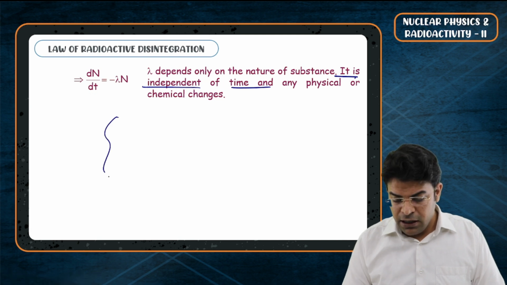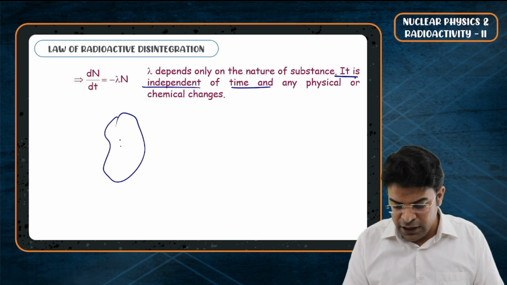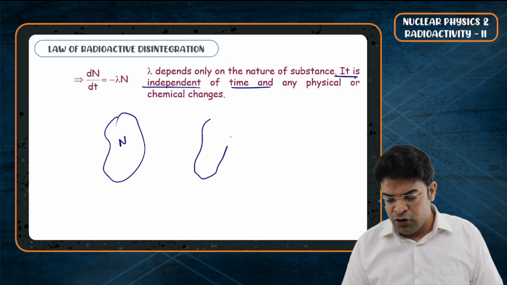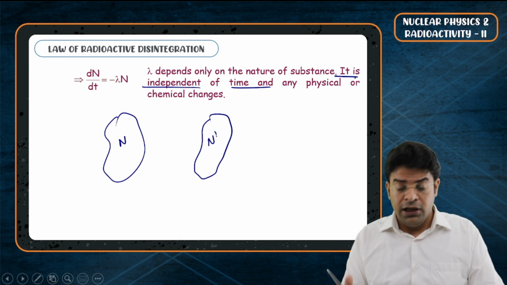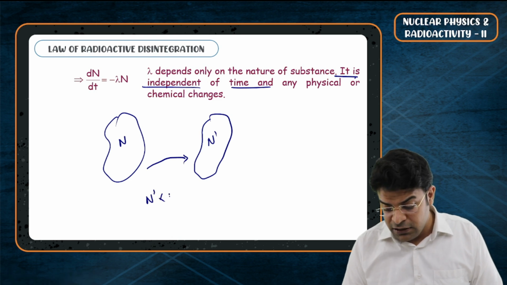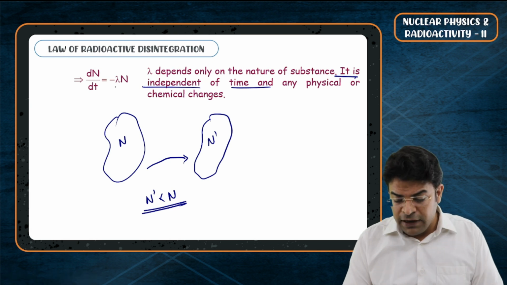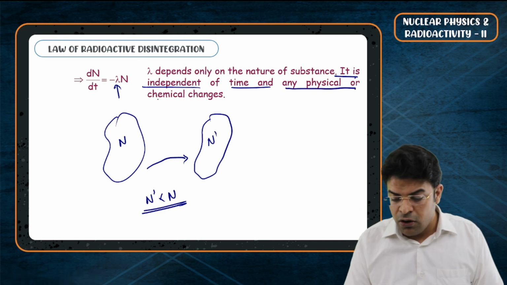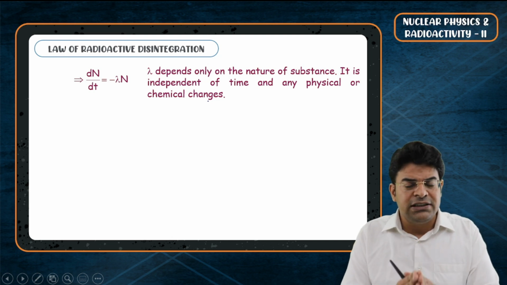It means that if you have a particular sample of radioactive substance right now and you have got N number of radioactive nuclei, after some time, let's say you have got N dash number of radioactive nuclei. As the sample keeps on decaying, the number of radioactive nuclei at a later stage, N dash, will be less than the initial number of radioactive nuclei for sure. But the value of lambda does not change with time. Lambda remains constant. So lambda is independent of time, physical changes as well as chemical changes.